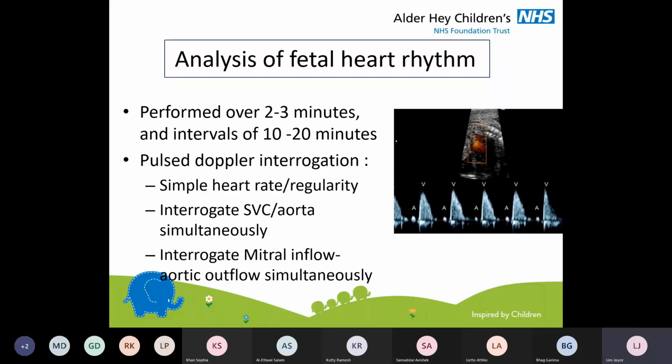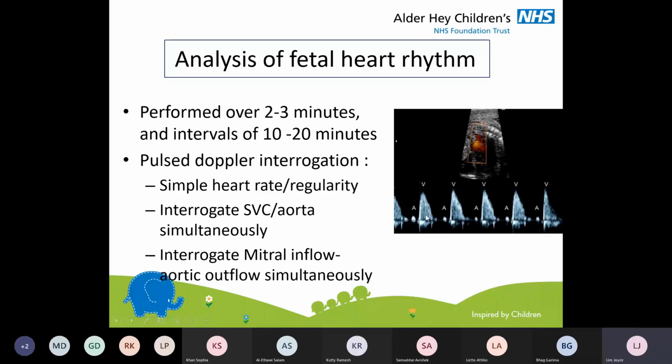So how do we assess fetal heart rhythms? We put a Doppler across any of the valves itself or any outflow tracts and put it over a few minutes and see what the heart rate is. So you can count the V rate. So this is the aortic outflow. Depending on your machine, sometimes it's between 2 heartbeats, sometimes it's between 3 heartbeats to give you an idea of what the heart rate is.